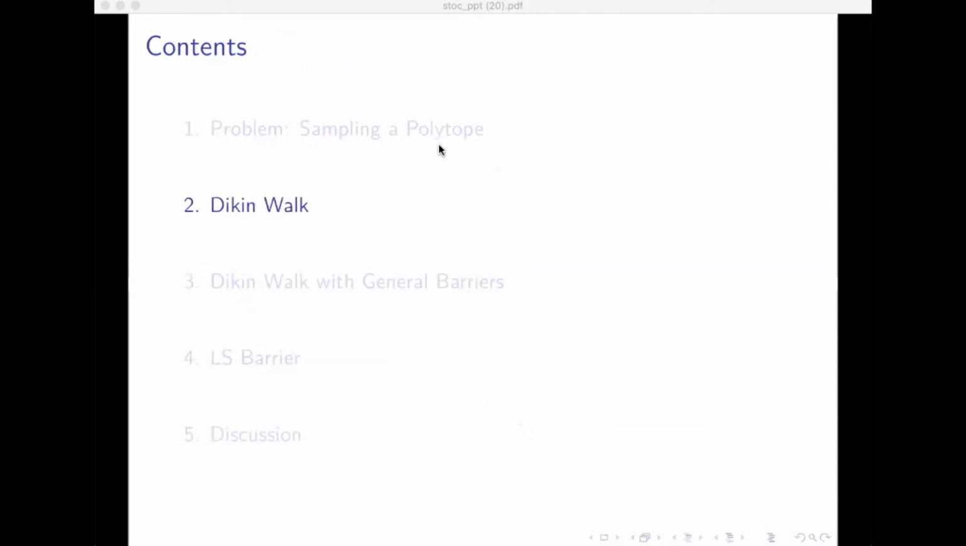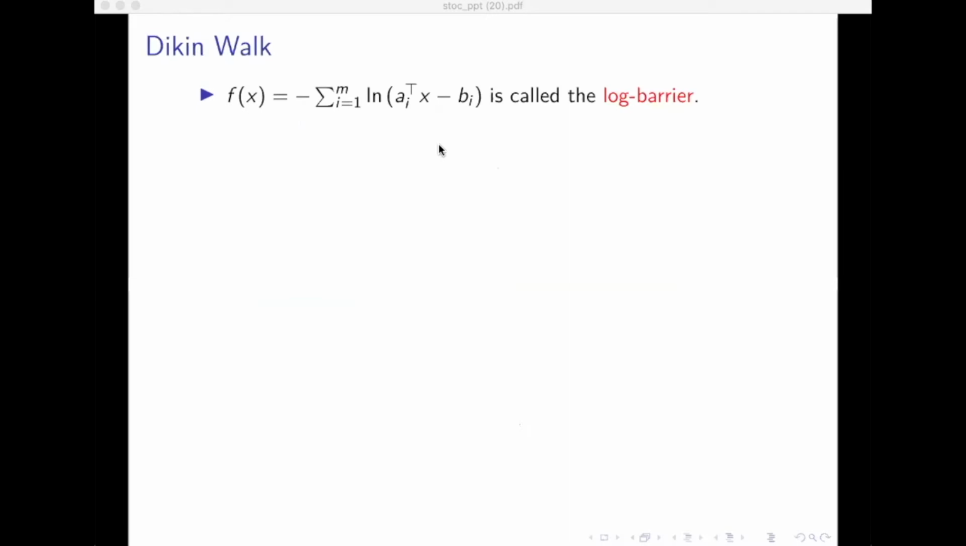Now to the definition of Dikin walk. The function f(x) equal to the sum over all constraints of minus log(a_i transpose x minus b_i) is called the log barrier. The Hessian of the log barrier is given by the matrix A transpose S_x to the power minus 2 A, which is a positive semi-definite matrix.